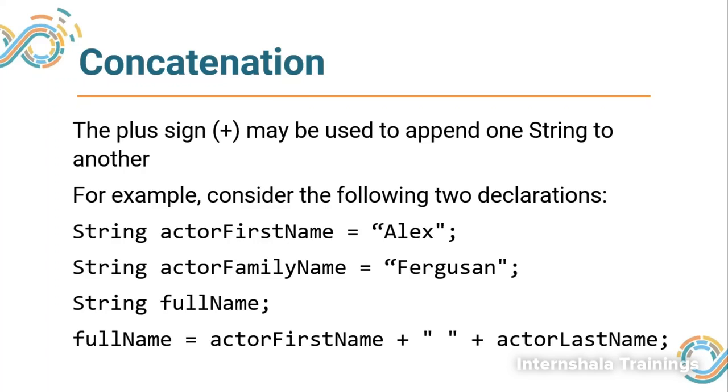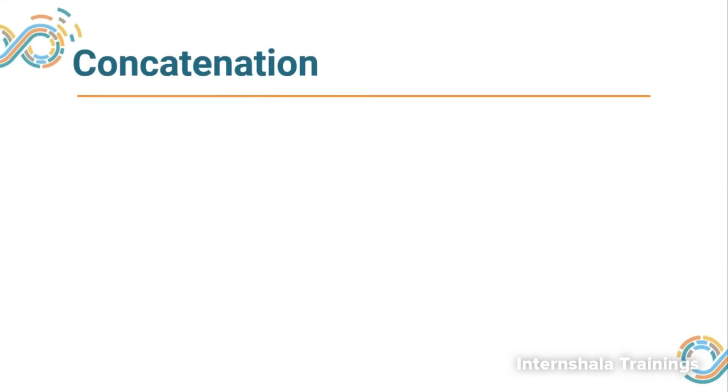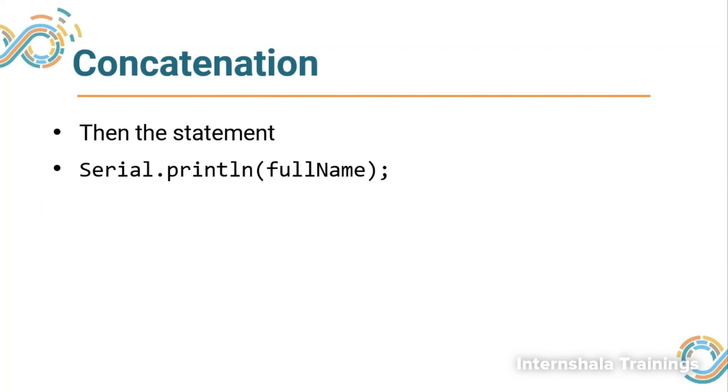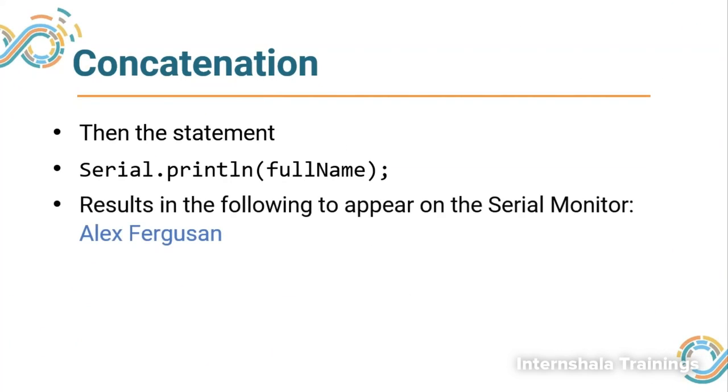So there are three strings that we are concatenating. The first one is coming from a variable called actorFirstName. The second one is a fixed string whose value is a space, and the third one is also a variable whose value will come from the variable named actorLastName. Okay, so now when we do that and we print the value of fullName, we are going to get Alex Ferguson.